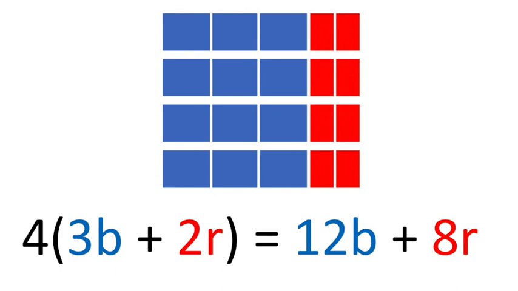If you look at the left half of the equation and you take the 4 at the beginning and multiply it by the 3b, you would get the 12b that you see on the right half of the equation. If you took that 4 and multiplied it by the 2r, you would get that 8r that you see on the right half of the equation, and altogether you get that result of 12b plus 8r.